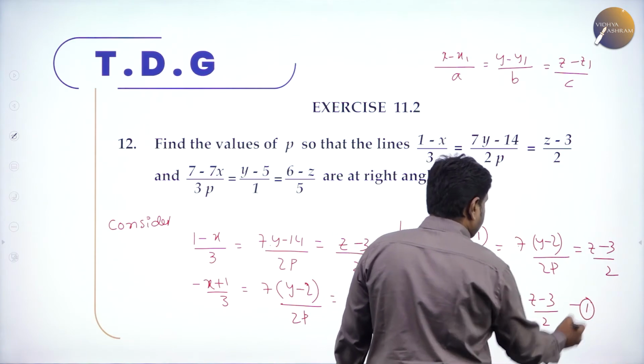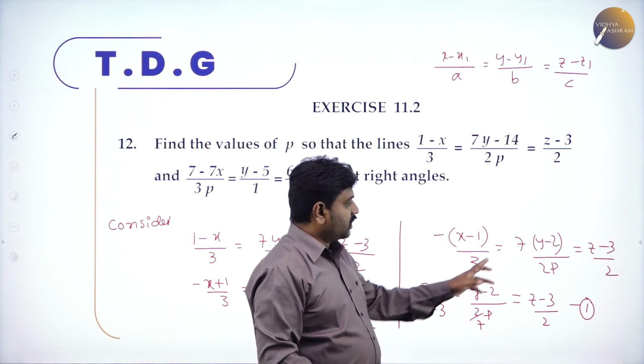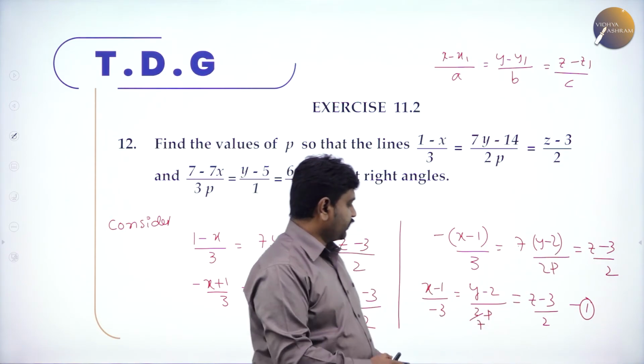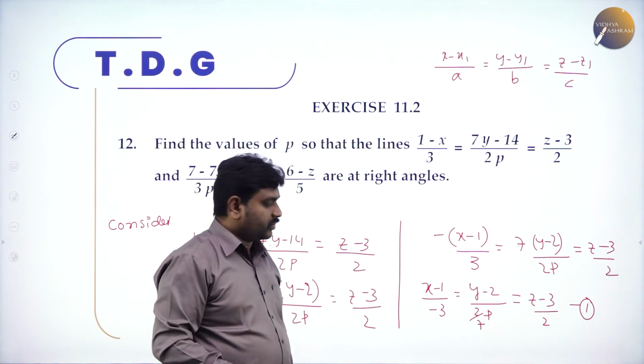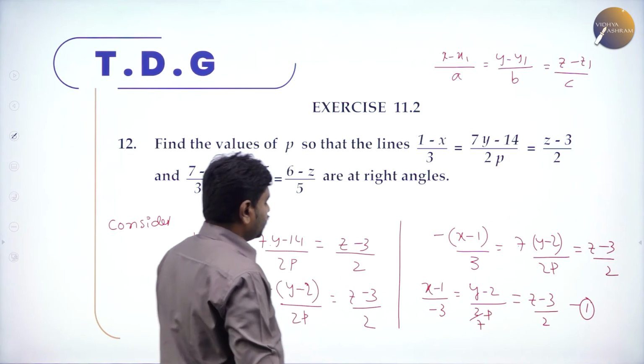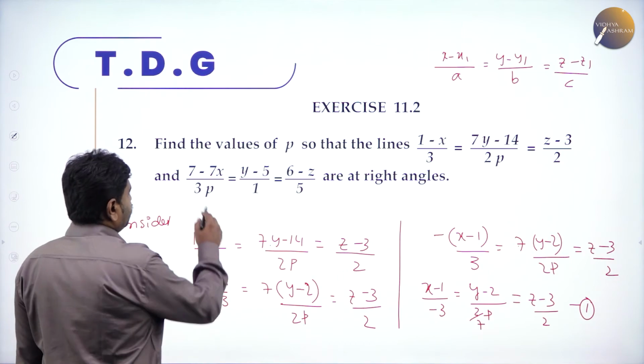Now this is the first line. Here 7 by 2p I can write as 2p by 7. Minus 3, 2p by 7 and 2 are the coefficients of vector b. What is that? Vector b. You can write vector b now. First line I reduced. Take the second line.